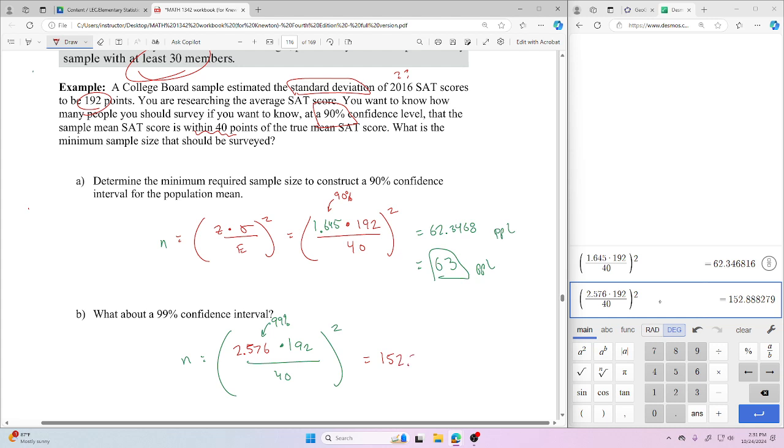So 152.88 test scores, people. So what am I actually going to be looking at? 153 for sure. There we go. Okay. Cool.